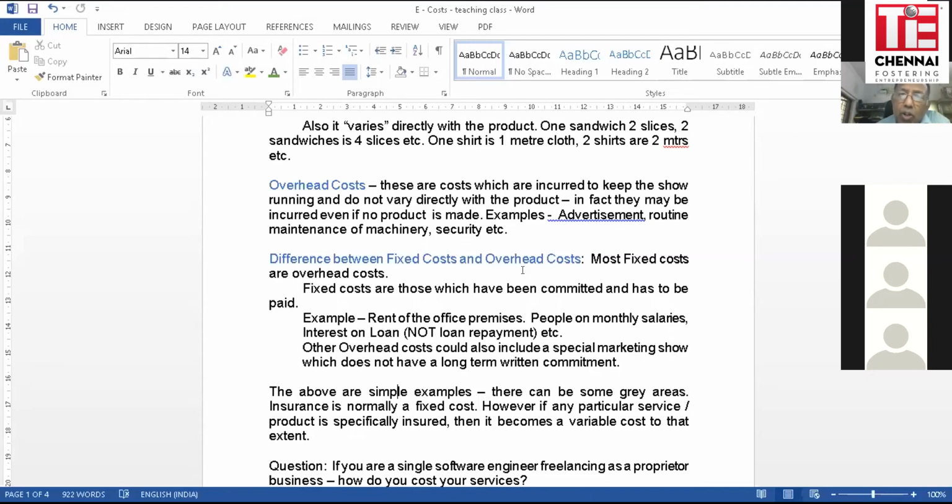But other kinds of overhead costs can be advertisement costs, routine maintenance of machinery. Even these days, when many of the factories are closed, and for that matter, many of you who are owning two-wheelers or four-wheelers, it is recommended that once a week at least you start your car or two-wheeler and move it a little front and back, even if you don't take it out. This is routine maintenance. In machinery cases, much more so, otherwise it gets bad. Now, these things you incur, whether you make any product or not. So all these kinds of costs are basically called overhead costs.